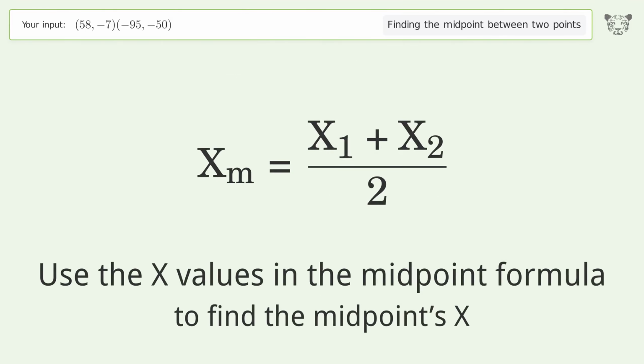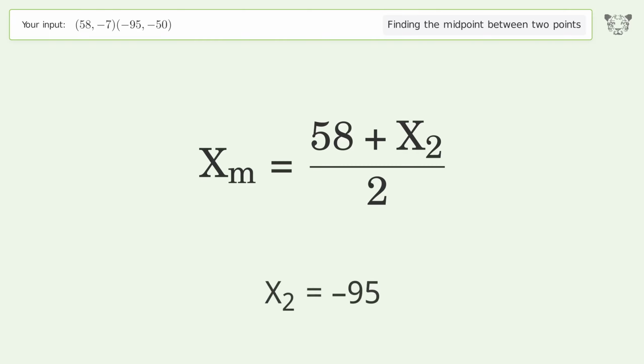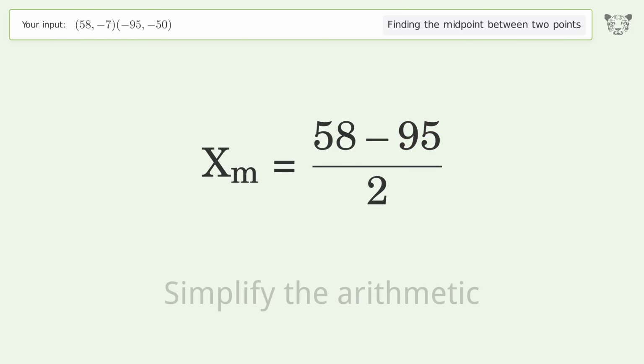Use the x values in the midpoint formula to find the midpoint's x. x1 equals 58. x2 equals negative 95. Simplify the arithmetic.